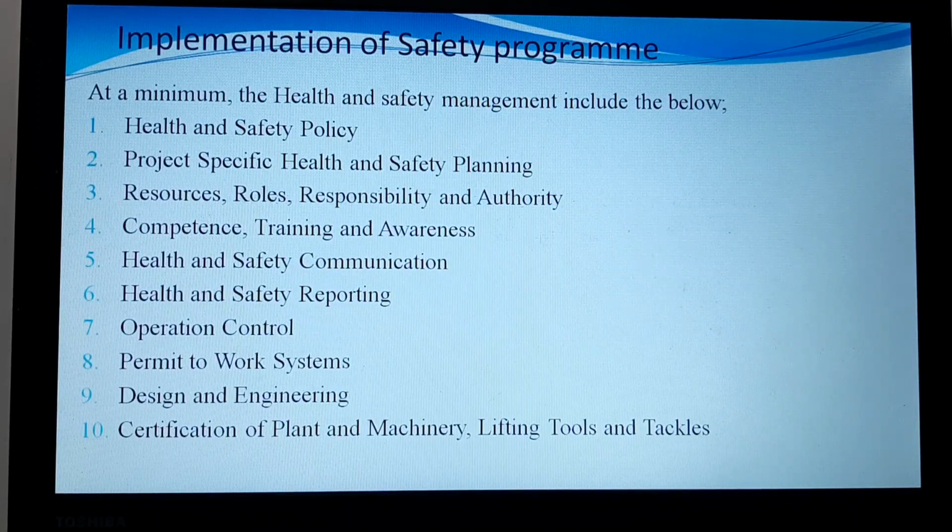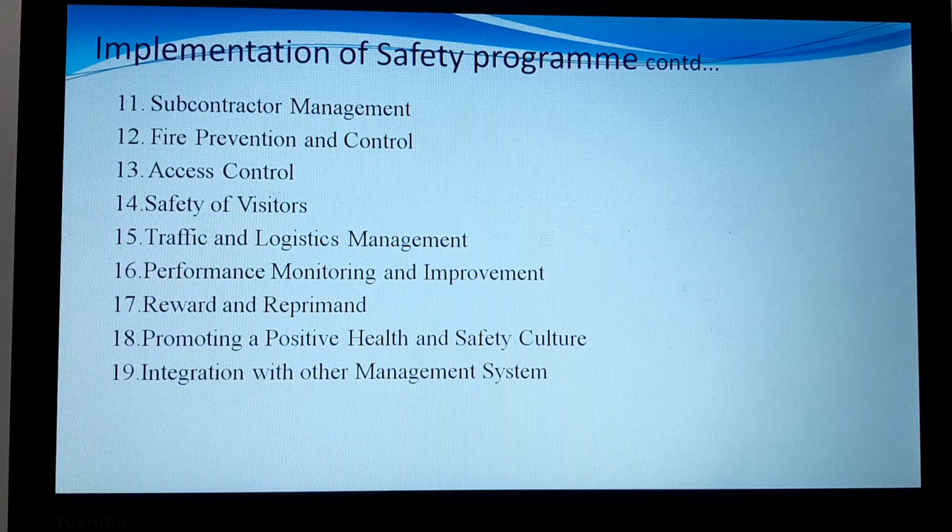To implement the safety program, we have around 19 important aspects which need to be considered. So let us see the step-by-step procedure to manage the health and safety management within any organization. Let us see one by one. So these are the 19 programs that we are supposed to do.